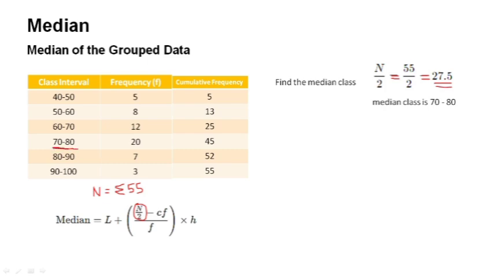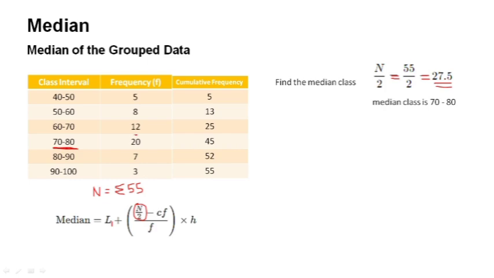So that's why this is known as the median class. Your median is in this class. Now we have to locate which one is the median. We have located the class in which the median lies. Next, we use this formula for finding the median: L1 plus n by 2 minus cumulative frequency, divided by the frequency of the median class, times h.